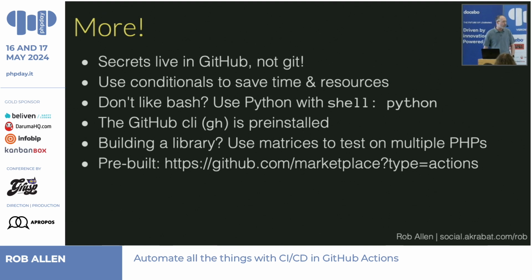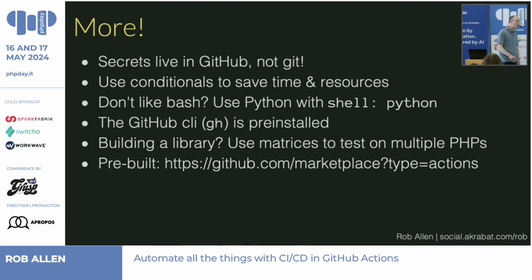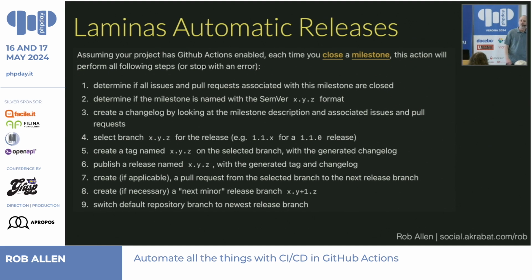There's an awful lot of pre-built actions. You don't have to write all the actions yourself. I showed a number of them so far. They're all available at GitHub Marketplace, which makes it really easy to pick up stuff. You can do some amazingly complicated stuff. Laminas automatic releases is arguably one of the more complicated workflows I've had to deal with, but it is magic.